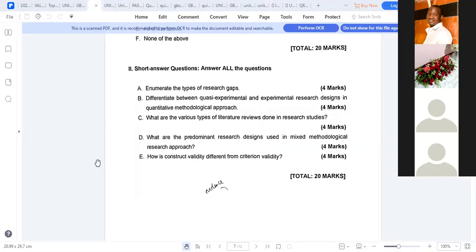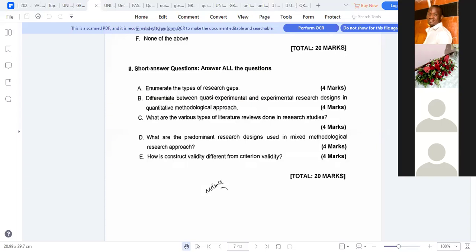What are the various types of literature reviews done in research studies? So this is lesson 1, which we did, the different types of literature reviews. Who remembers? The different types of literature reviews.